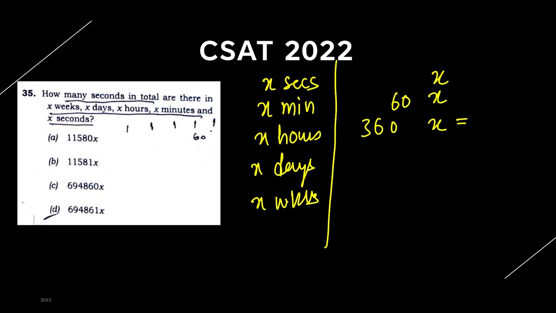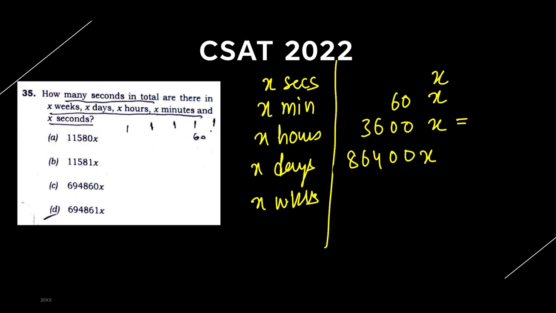Now moving on. How many are there in a day? In one day, how many hours are there? 24 into 3600 into x. I hope this is clear, that in a day there are 24 hours. So if you do this multiplication, you will get an answer of 86,400x. I will just write it, simplified. 86,400x, right? Again, this is a question of algebra in a single variable, and you have to be very smart in choosing the right variable.